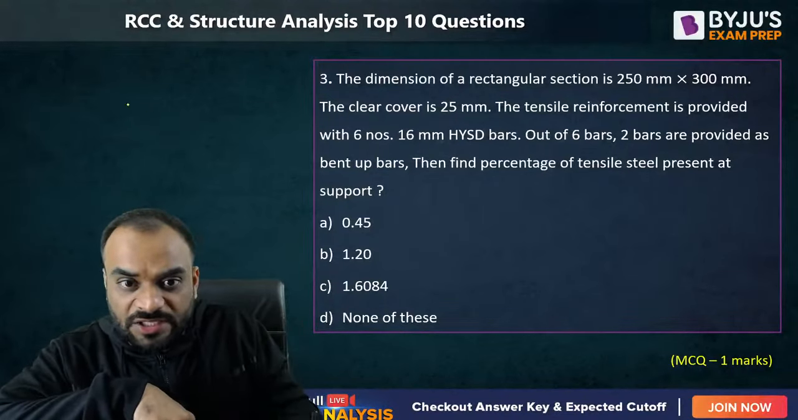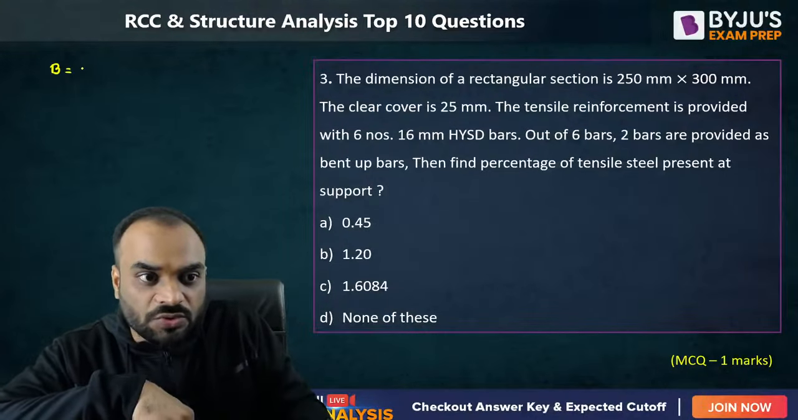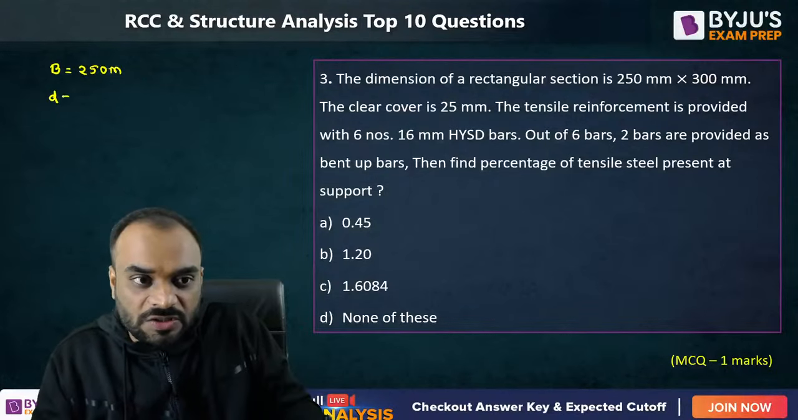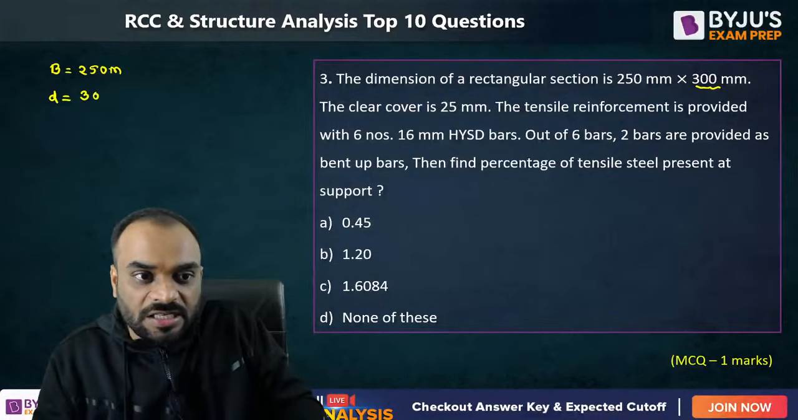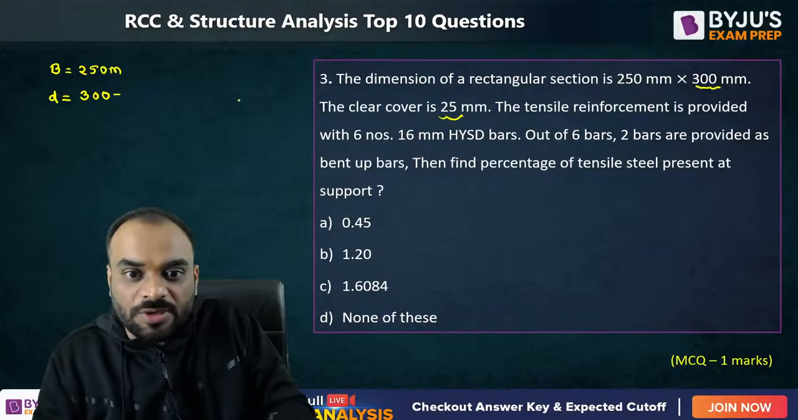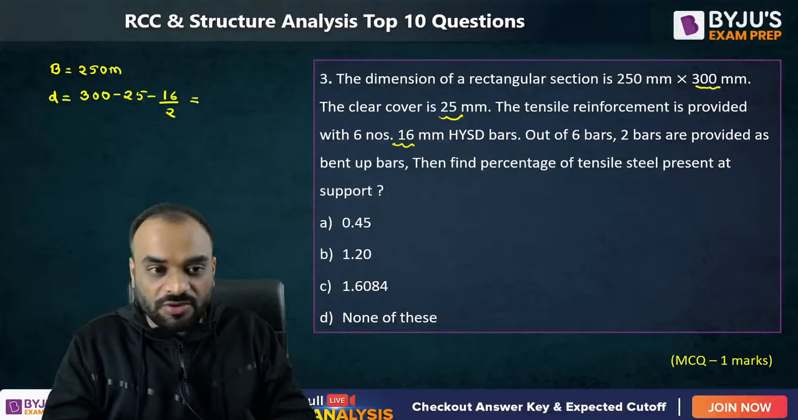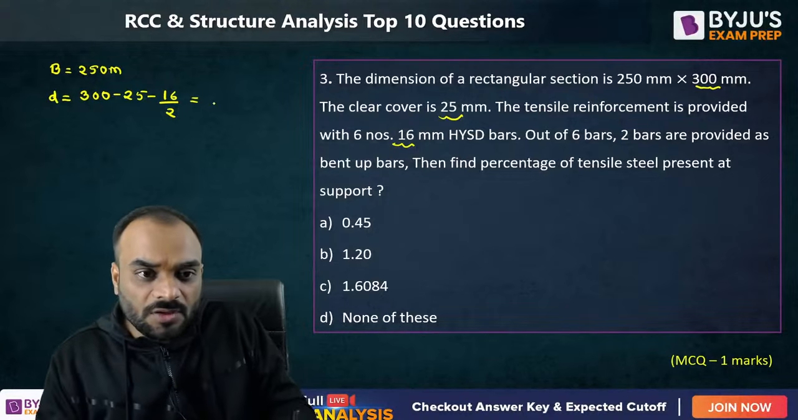Now listen carefully, guys. The dimension is already given to us. B value is equal to how much? B is 250 and the value of d we need to calculate, right? Small d is equal to how much? This is basically capital D, so we can write here 300 minus clear cover, which is 25, minus dia of bar 16 divided by 2. So we are able to calculate the effective depth. This value is coming around 267 mm.